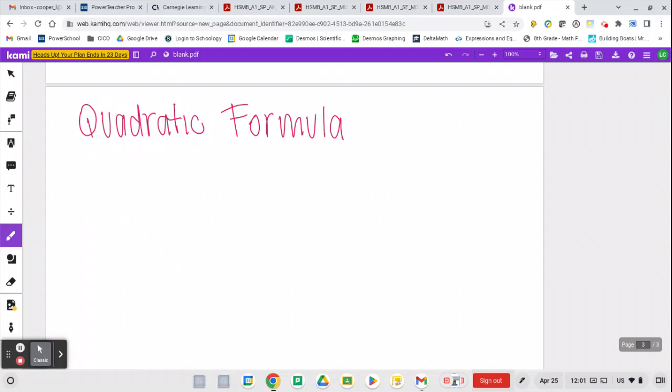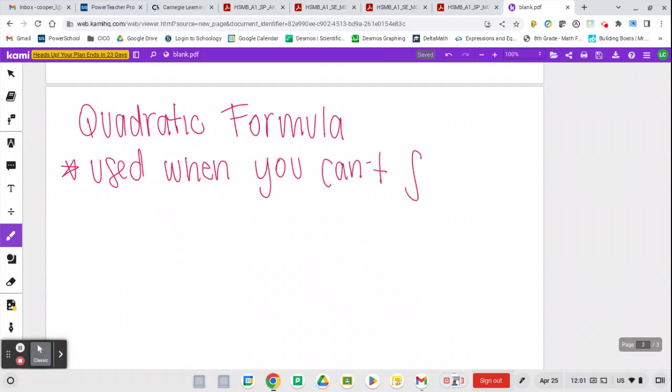You use this when you can't factor. So I'll show you what I mean. What I mean by when you can't factor is like if your x-intercepts are really long decimals, you would use the quadratic formula.